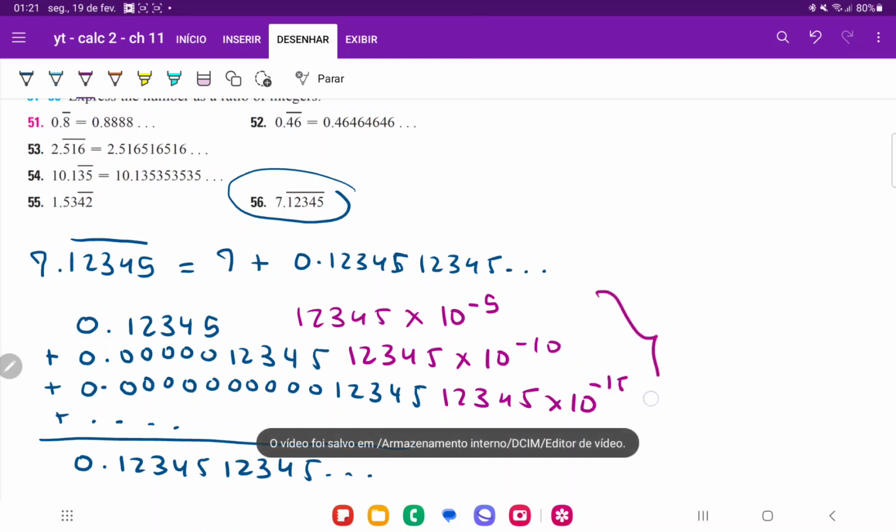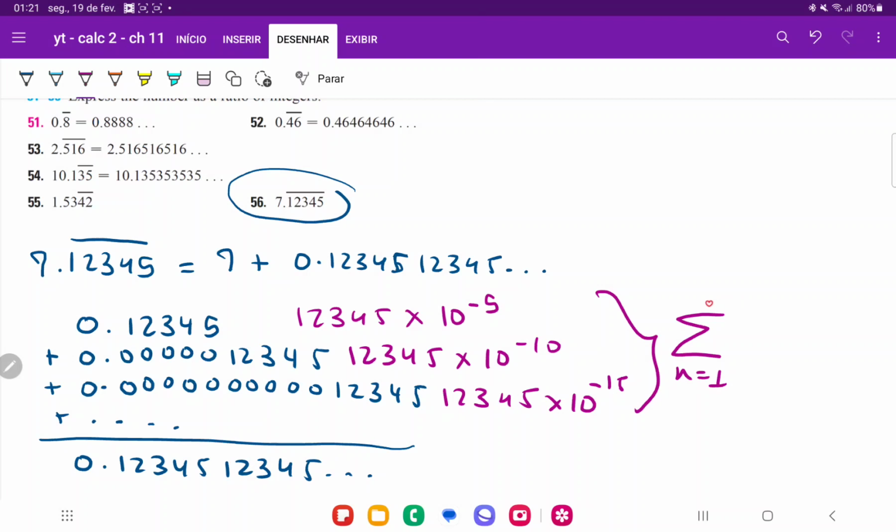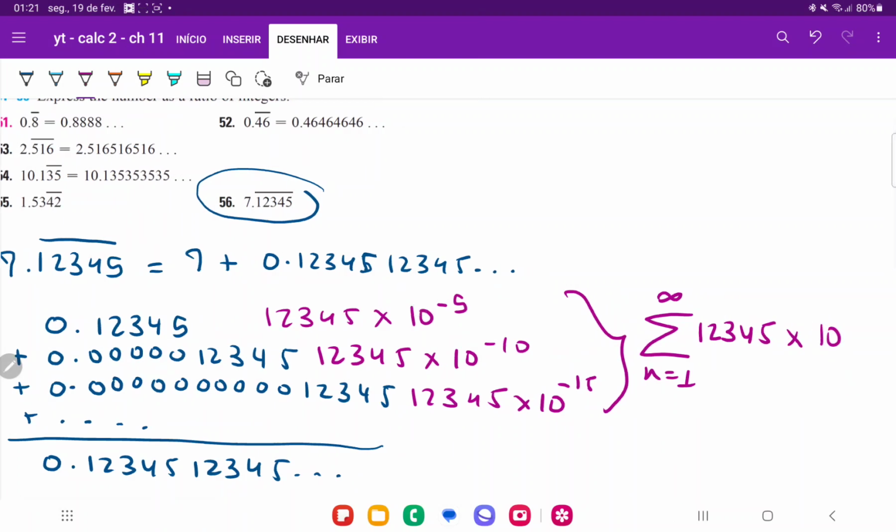So what we can see here is that this whole thing can be expressed as the sum from n equals 1 to infinity of 12345 times 10 to the minus 5 times n, because if I plug in n equals 1, for my first term, it's going to give me 10 to the minus 1 times 5, which is minus 5. That checks out. If I plug in n equals 2, that's going to be 10 to the minus 5 times 2, minus 10. N equals 3, that's going to be 10 to the minus 15. So that works out, right?